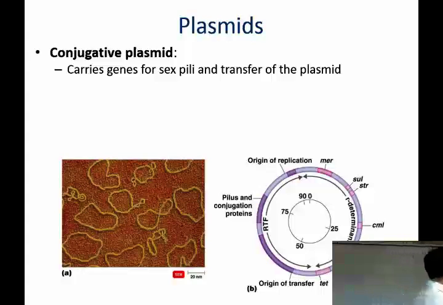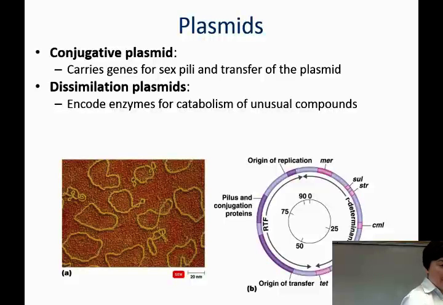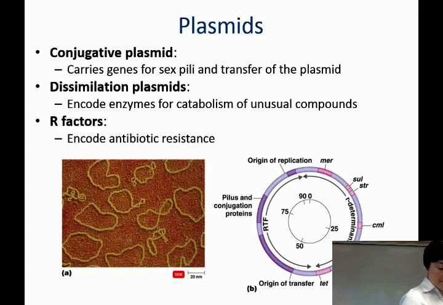So here's our plasmid. It's a circular piece of DNA. It has an origin of replication, a handful of genes, and it often will have things on it that are just enzymes that give you extra abilities, but that you wouldn't necessarily need all the time. Or resistance factors, for instance, antibiotic resistance might be found on plasmids.